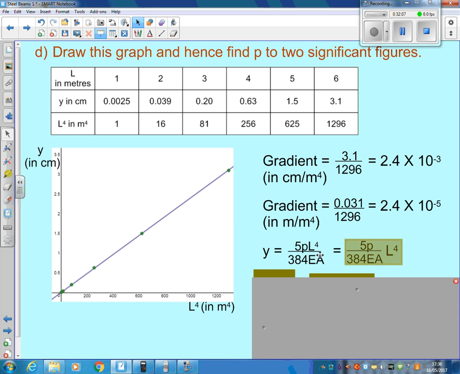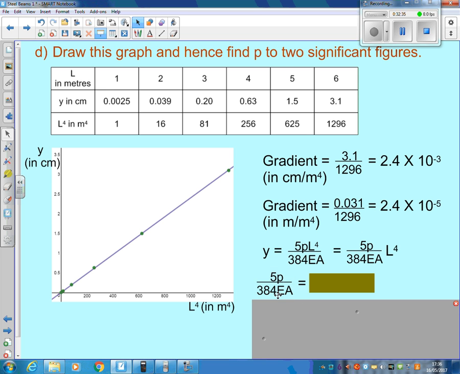Well, let's split this up into 5P over 384 EA times L to the 4. That's what it means. This means all of this lot times L to the power of 4 is the same as that. There's my y, there's my L to the 4, there's my gradient. So the gradient is this bit here. Very complicated. So you get 5P over 384 EA, and that's got to equal my gradient, which I've got as 2.4 times 10 to the minus 5.